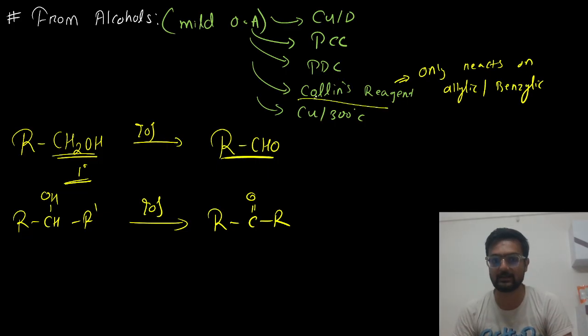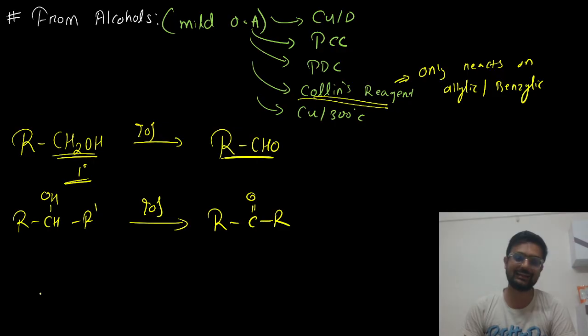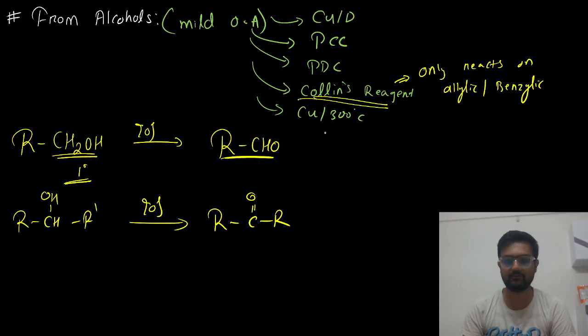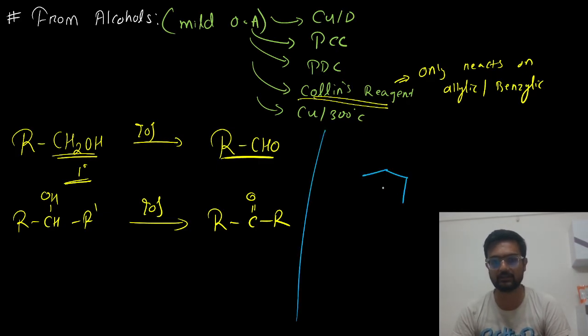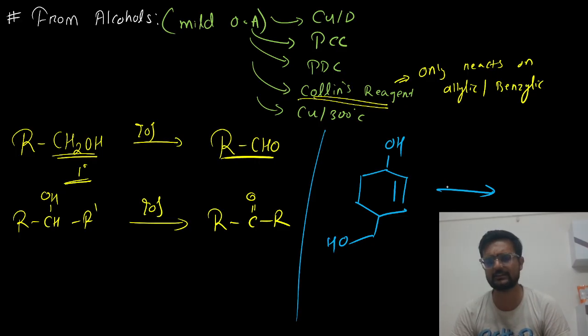Now, where will Collins reagent attack? Collins reagent will only attack on the benzylic and allylic position. Let's take an example. If you have forgotten this, suppose they have given you something like this. Here you have one alcohol over here, one alcohol over here, and they have given you Collins reagent. What is Collins reagent, beta? What is Collins reagent? MnO2.